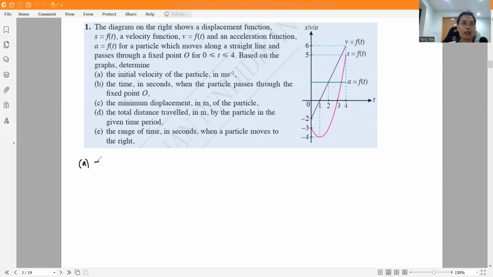So we can straight away write, when t is 0, v is just -2. The unit is meter per second.